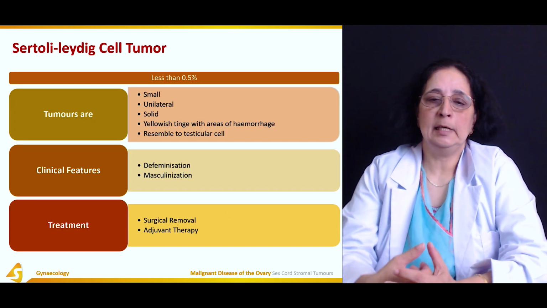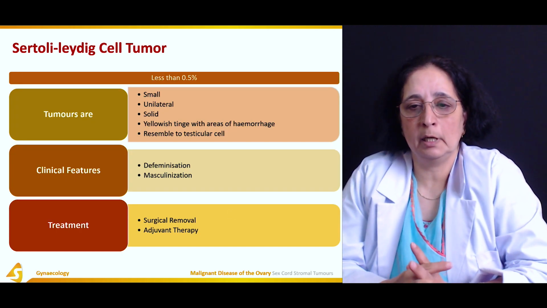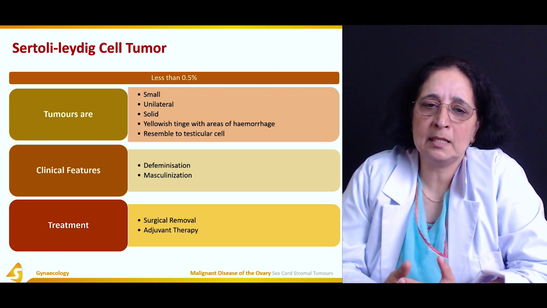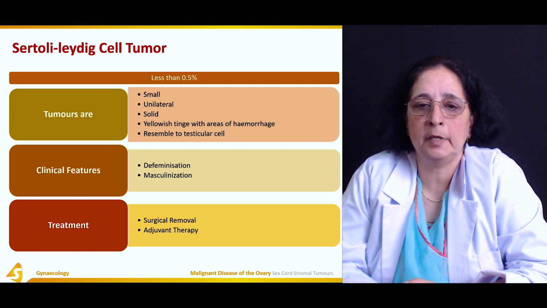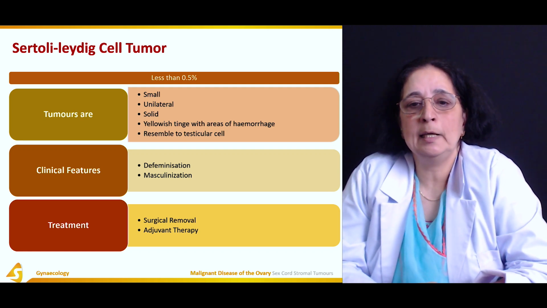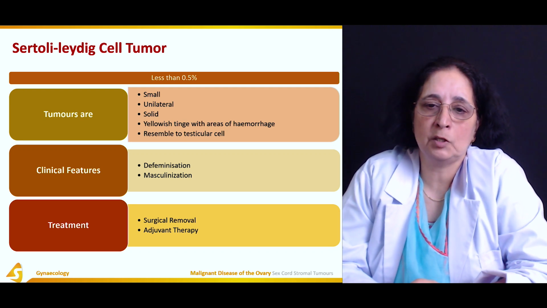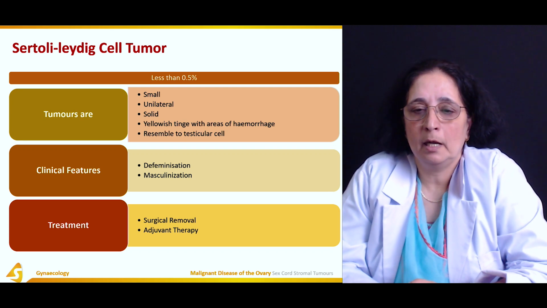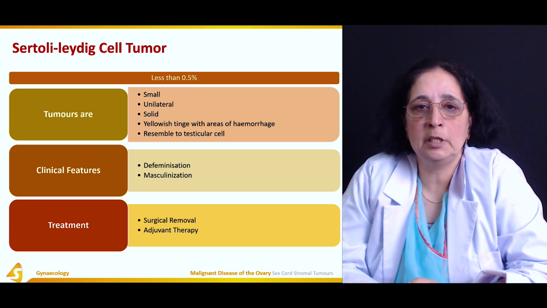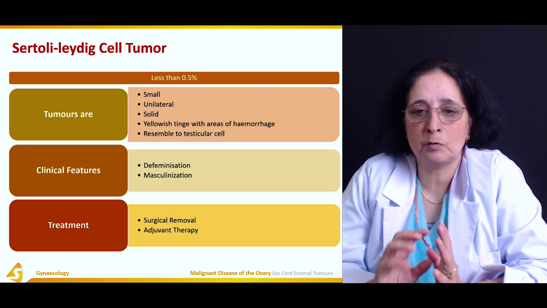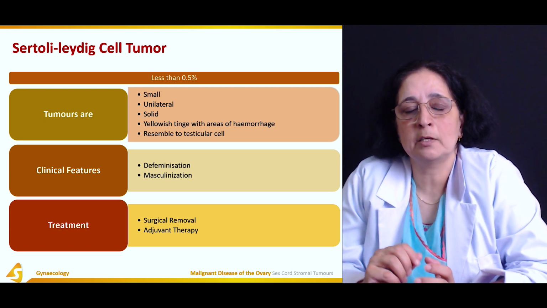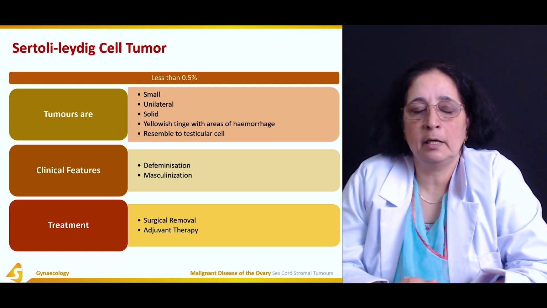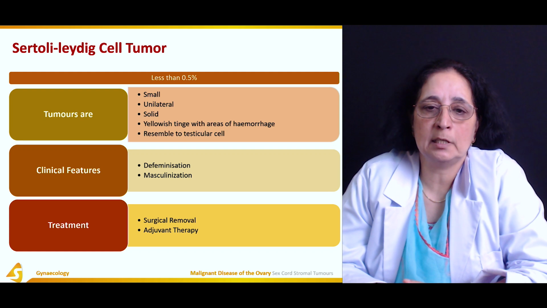Then the Sertoli-Leydig cell tumor, the third type, is not very common. Less than 0.5% of the tumors are Sertoli-Leydig cell tumors. They are very small, unilateral, solid. They are not cystic, nothing inside. Usually they are yellowish in color with small areas of hemorrhage, so yellow with a reddish appearance. The resemblance is usually to the testicular cells.